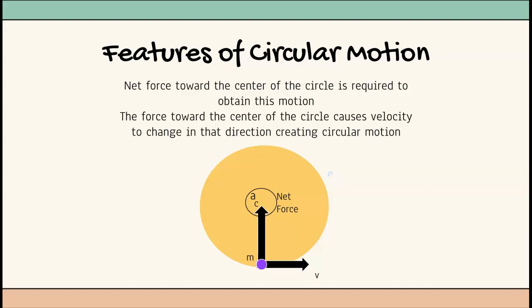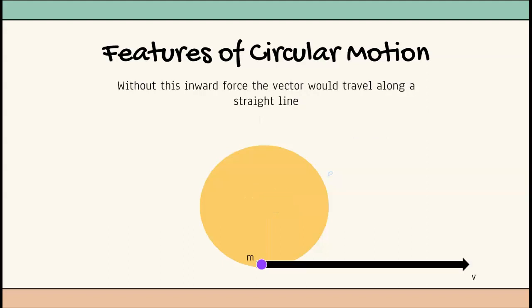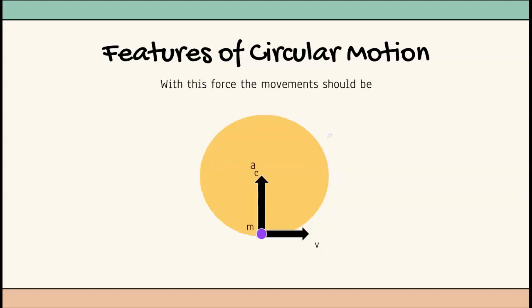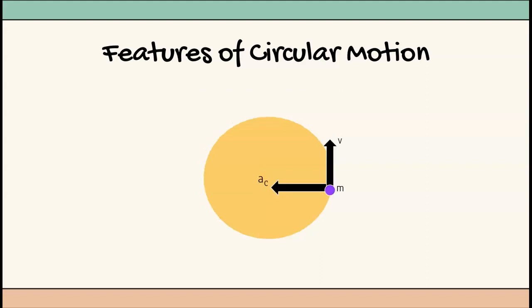The net force is towards the center, which means that all other forces are lesser than that of the acceleration and the forces pointing inward. The features of circular motion also include that without the inward force, the vector would travel along a straight line, and there would be no circle. Lastly, this is what the movement should look like. The velocity vector angling tangent towards the circle, acceleration towards the inside.